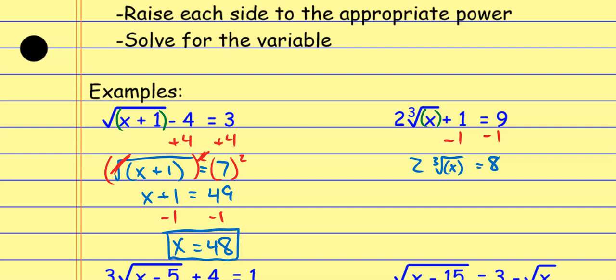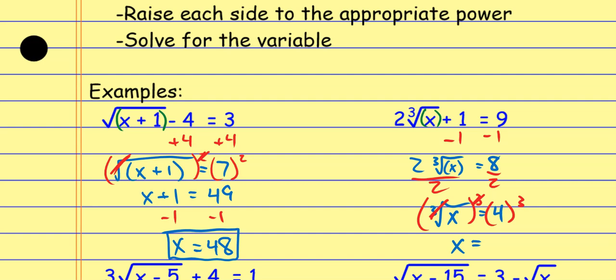Now I undo multiplication by dividing. See, I'm working backwards through order of operations. Now I can undo the root by using an exponent. If it's a root of 3, I use an exponent of 3 to cancel it out. So here, the cube root and the exponent cancel out, so I'm left with x.